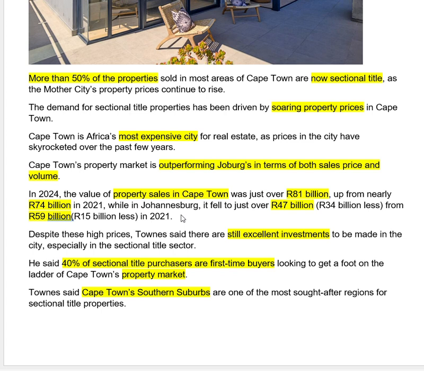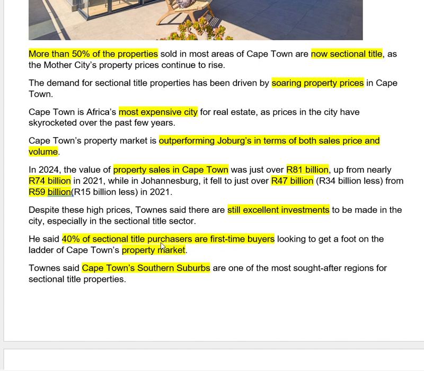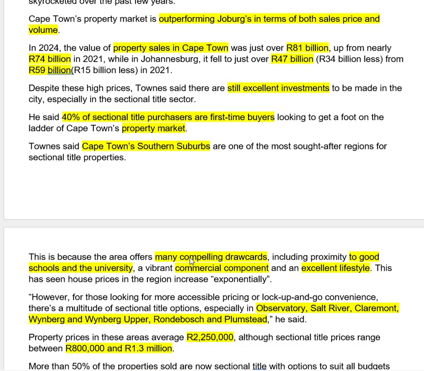And then when you move down, 40% of the sectional title purchases are first-time buyers, right? So first-time buyers are people that are buying for the first time. They are just stepping foot in the property market. And then if we look at where are the good places to make a purchase for your property in Cape Town, it is mainly in your southern suburbs, right?